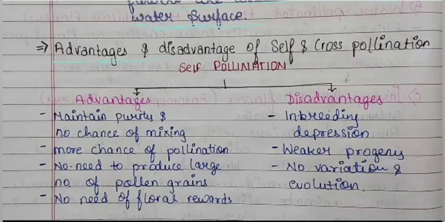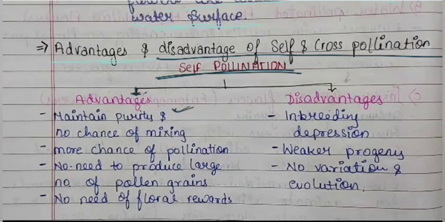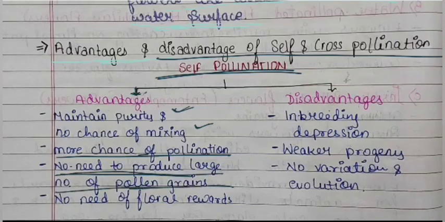Now we are going to see the advantages and disadvantages of self and cross pollination. First, the self pollination advantages: it maintains purity and there is no chance of mixing. Second, more chance of pollination. The third one is there is no need to produce a large number of pollen grains. And the last one is no need for floral rewards. Coming to disadvantages, it causes inbreeding depression, weaker progeny, and no variation, so it does not lead to evolution.